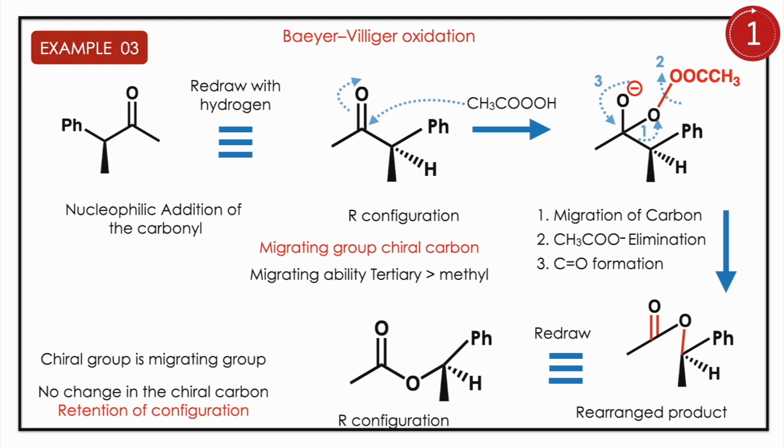You end up with a ketone. If you redraw nicely, you can clearly see there is no change in the configuration because you start from R configuration, end up with R configuration. The concept you have to learn here is if the migrating group is the chiral carbon, there will be no change in the configuration. So Baeyer Villiger oxidation occurs with retention of configuration.